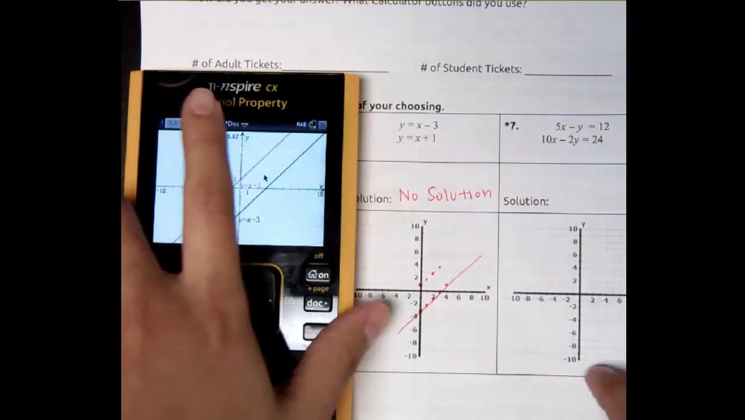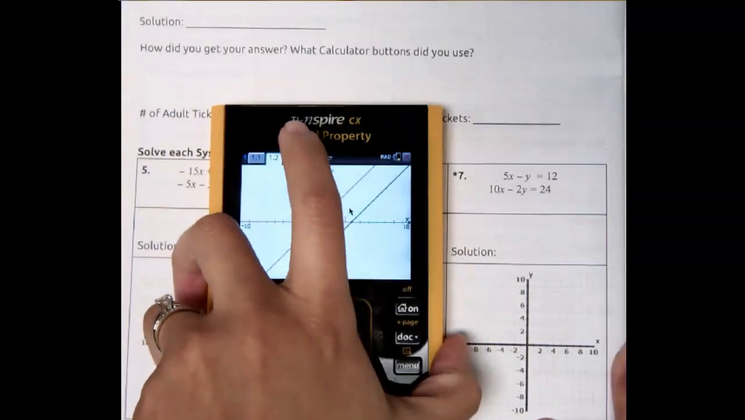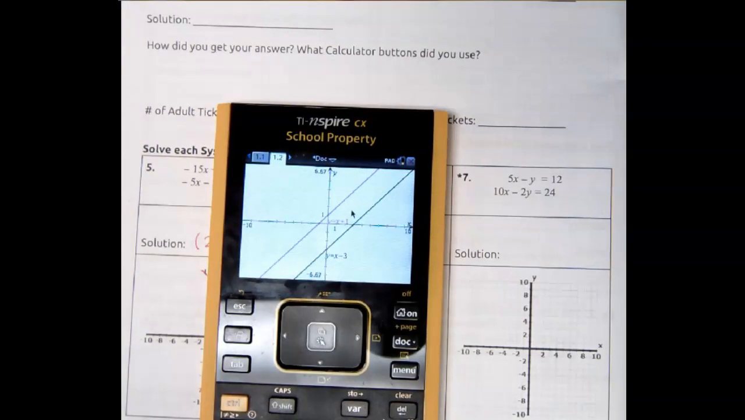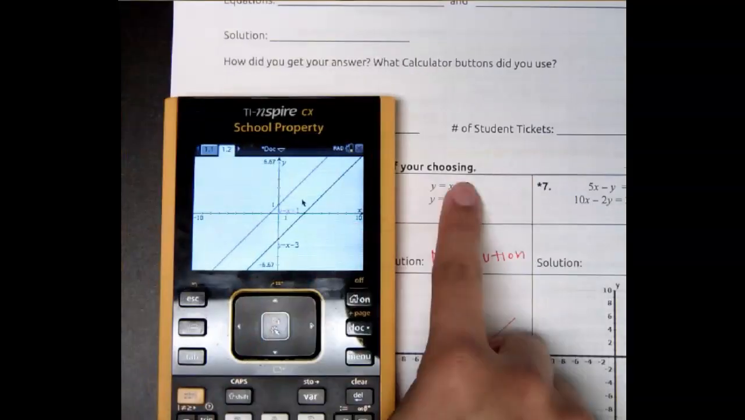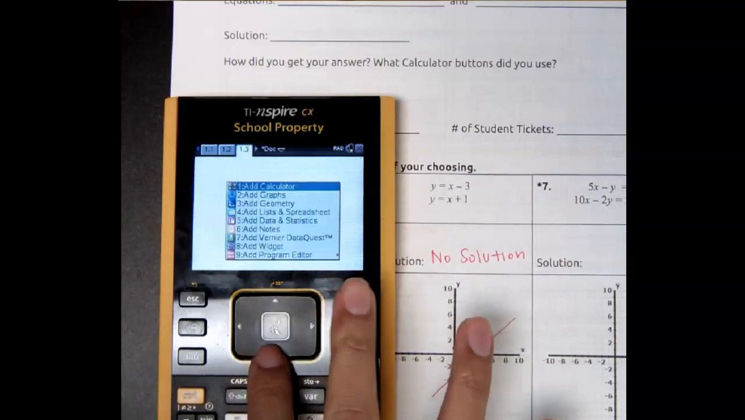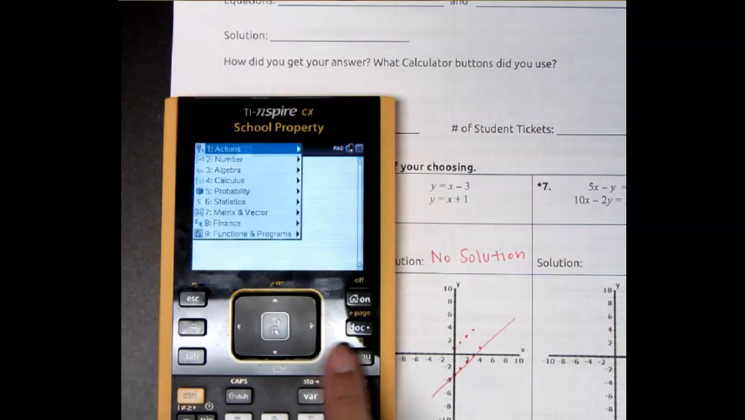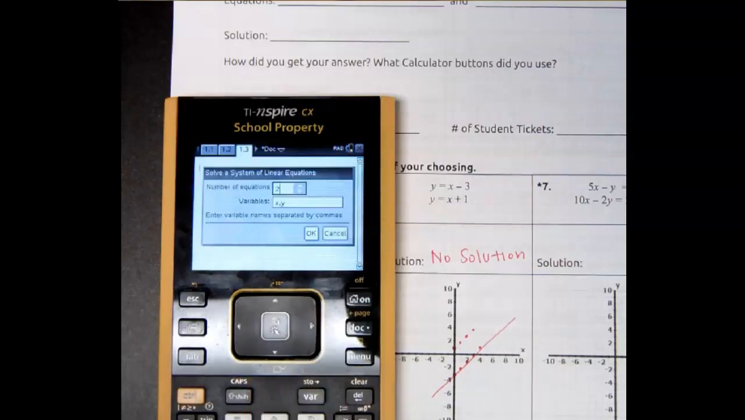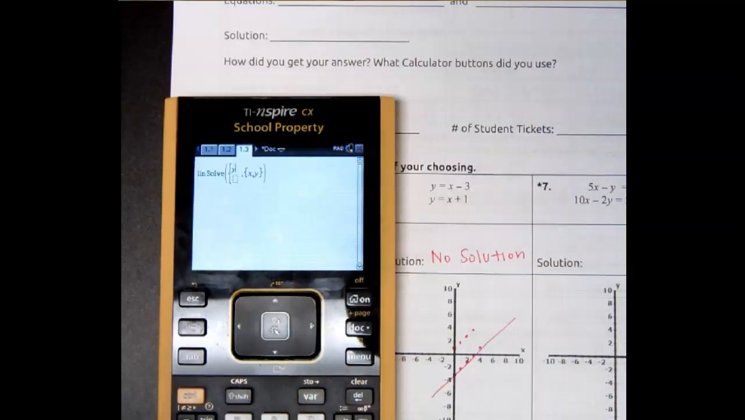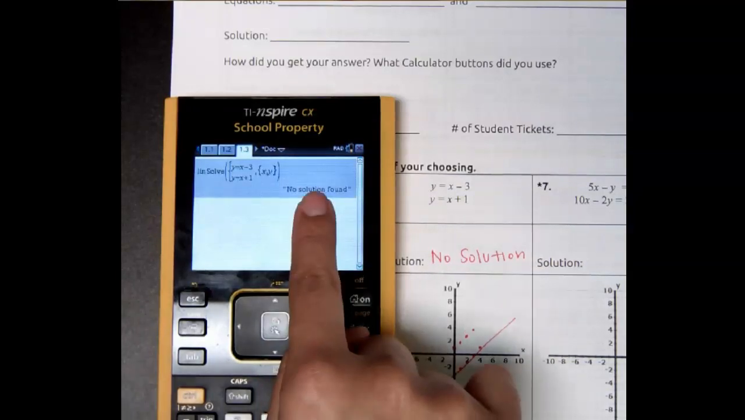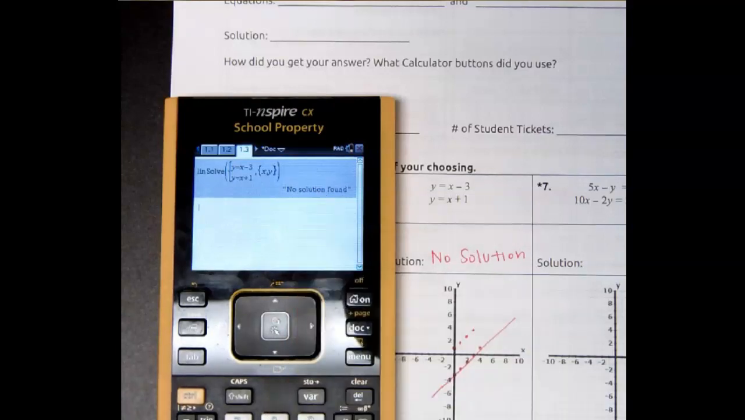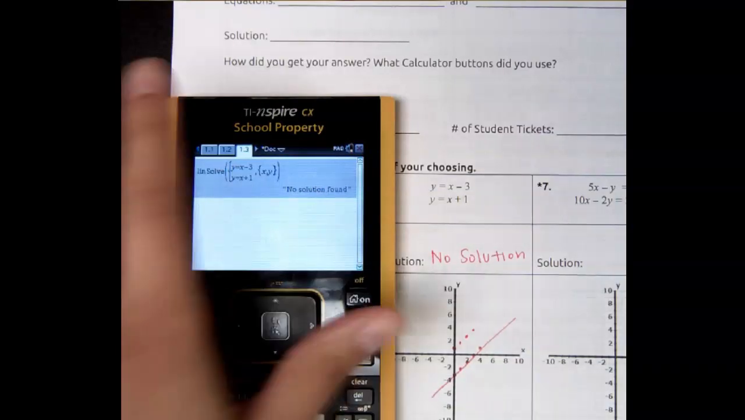So the last one. Actually, I'm going to use System Solver here so you can see what it looks like when there's no solution. Remember, we do this in the calculator. Menu, Algebra, Solve System. You just go down to OK. I type in y equals x minus 3, arrow down, y equals x plus 1, and it tells you no solution found because they don't intersect, so that means there's no solution.